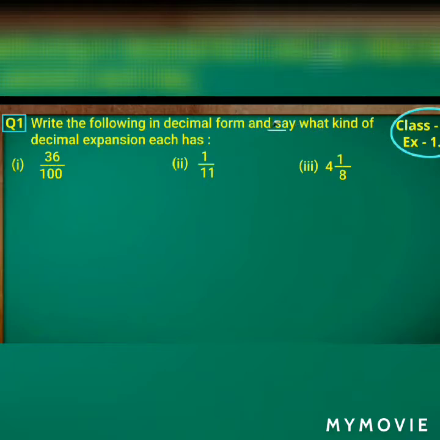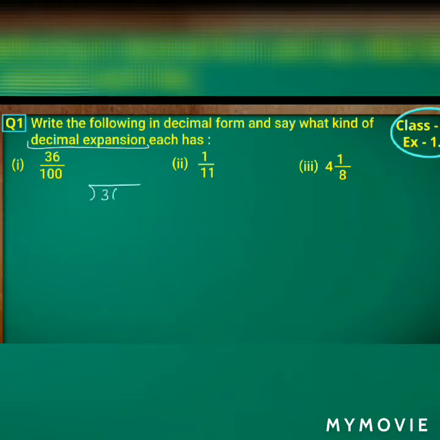Now come to the first problem in exercise 1.3. Write the following in decimal form and say what kind of decimal expansion. Here we have to find the decimal expansion of each value, which will be in the form of numerator by denominator. If you observe, the first one is 36/100. If we know decimal fractions, we can directly write it, since we are having 100 in the denominator, it will become 0.36, isn't it?